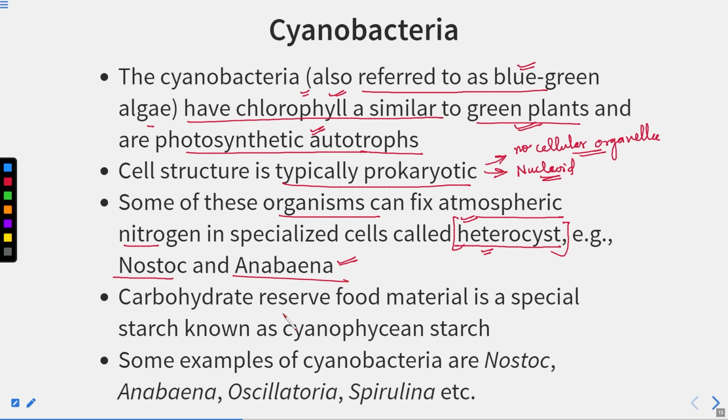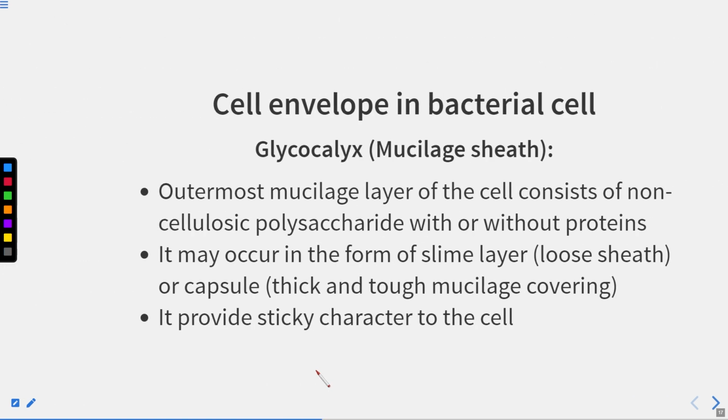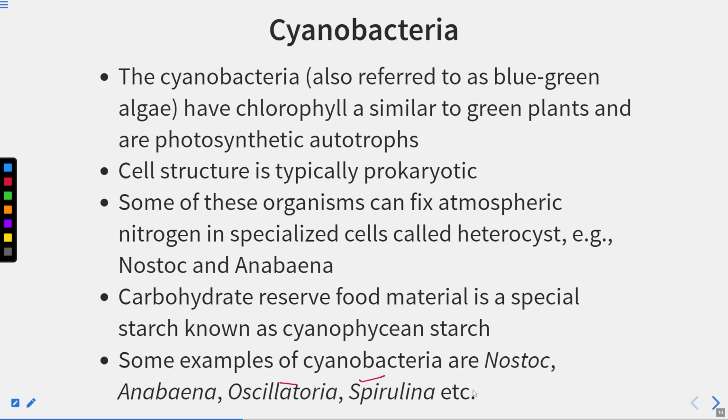Carbohydrate reserve food material is a special starch known as cyanophycean starch, right? Cyanophycean starch is a type of starch in which the carbohydrate reserve food material is present. And that is why, from cyanobacteria, this word cyanophycean came. Some examples of the cyanobacteria are Nostoc, Anabaena, Oscillatoria, Spirulina. These are some of the examples of the cyanobacteria.